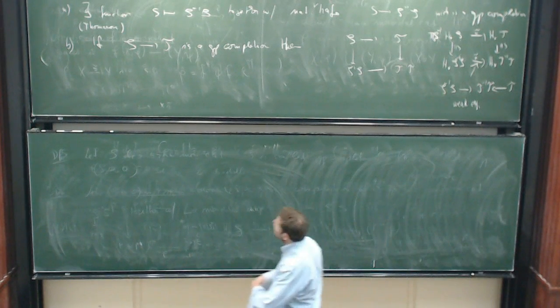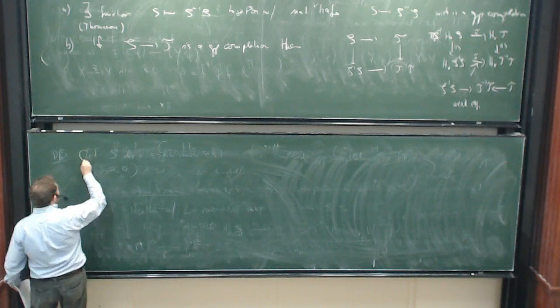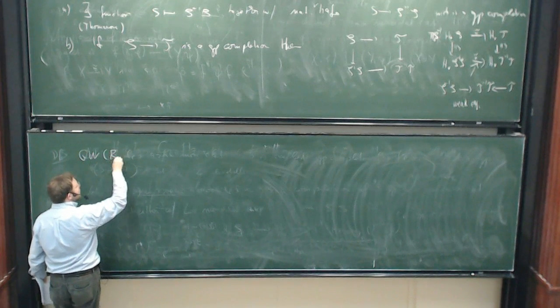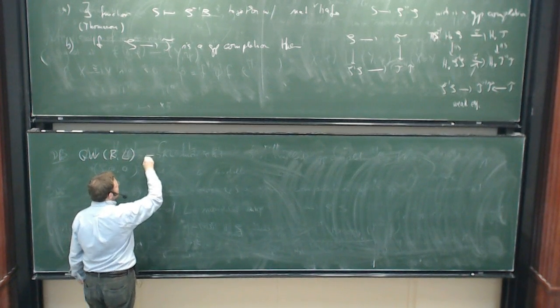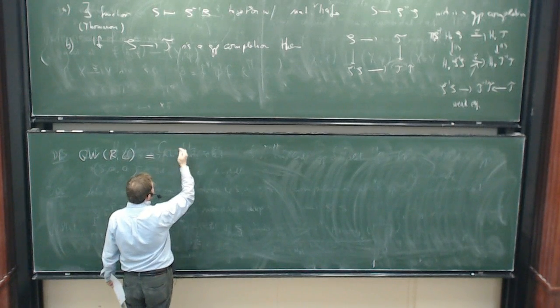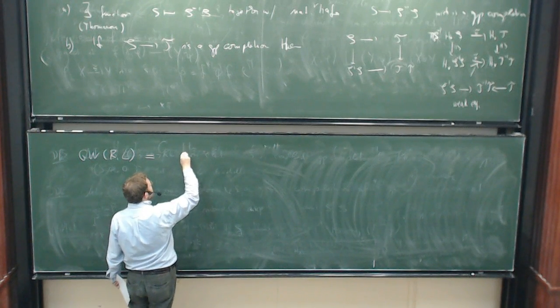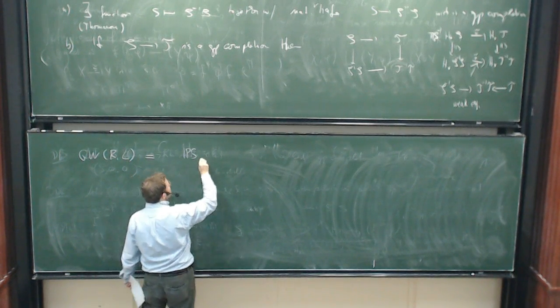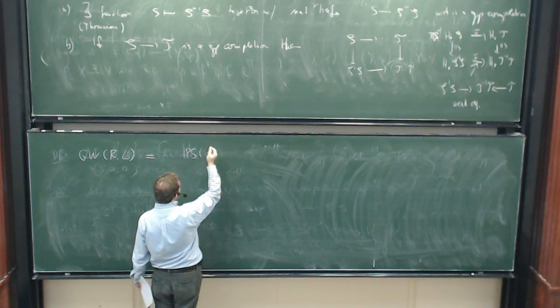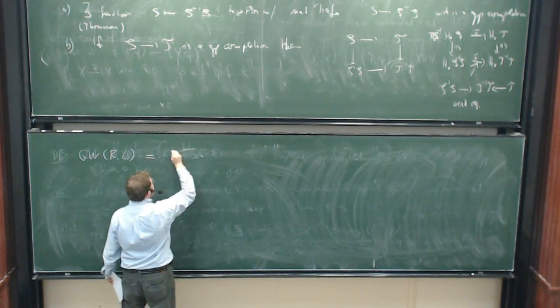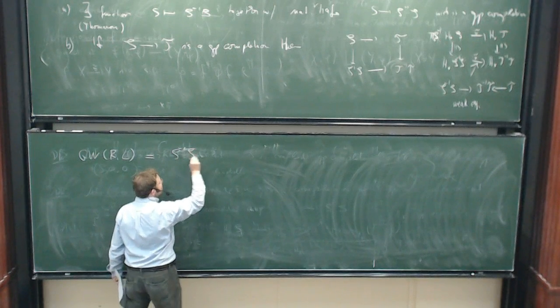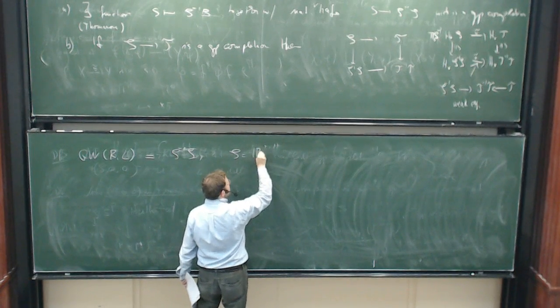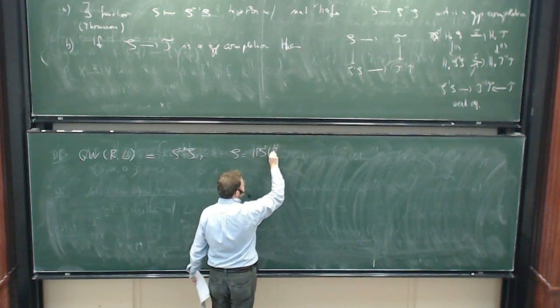So then let's define the Grothendieck-Witt space as the topological realization, but I'm not going to write this. The K-theory of the category of inner product spaces, S^{-1}S, where S is the category of inner product spaces with isometries as morphisms.